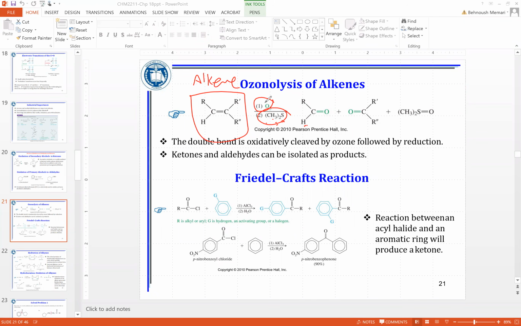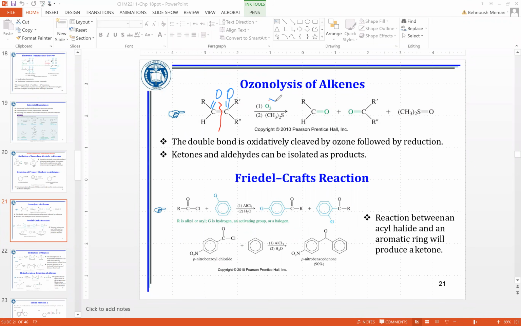So what's going to happen, actually, dimethyl sulfide would gain oxygen. O3, you see that there are three oxygens there. This reaction is oxidative cleavage. Cleavage means that you would cut through the carbon-carbon double bond. And oxidative means that you would add a double bond oxygen to the carbon on the left side, and a double bond oxygen to the carbon on the right side.